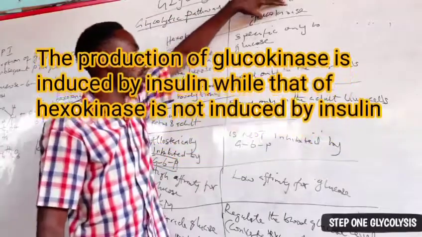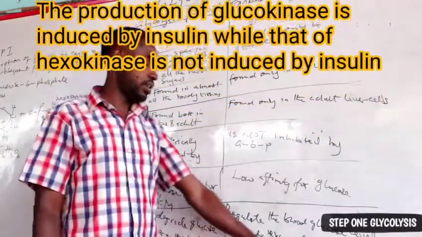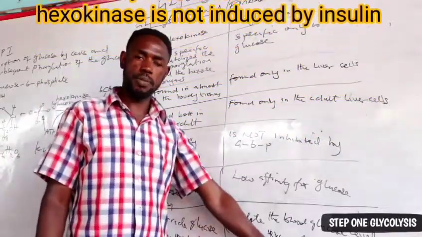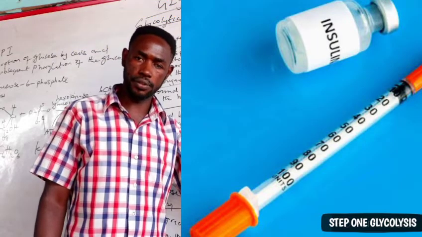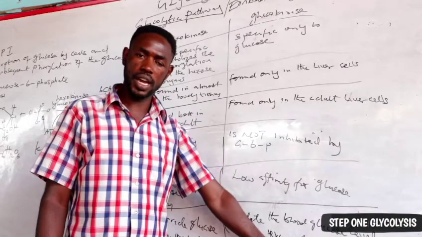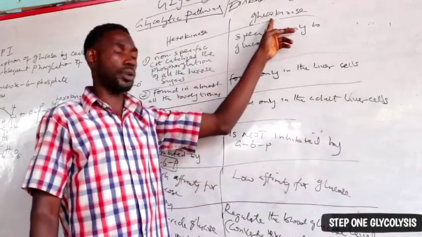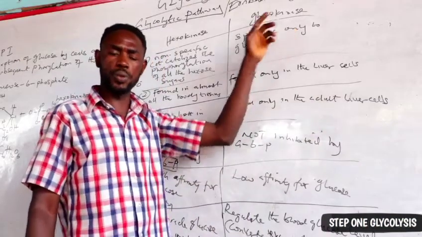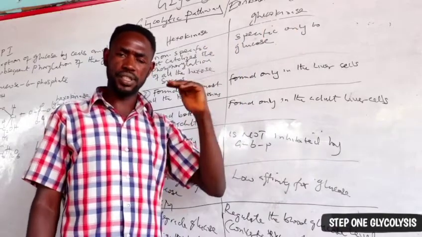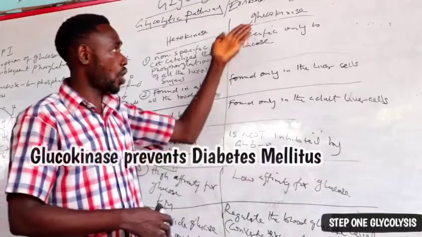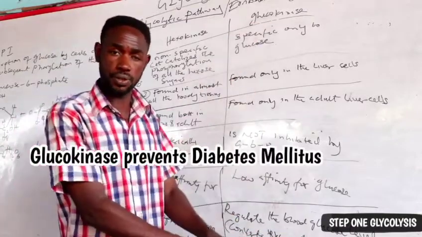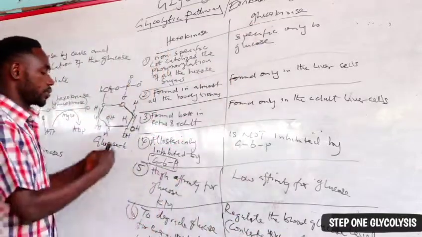But the production of glucokinase is induced by insulin. Remember, that's why we say that insulin helps to regulate your blood glucose level. So if you have deficiency of insulin, you are indirectly trying to stop the production of glucokinase, and that will lead to accumulation of glucose in the blood, persistent high blood glucose level in the blood, which is called diabetes mellitus. So the work of this enzyme is just to prevent diabetes for you. Then this one is actually to give you energy.